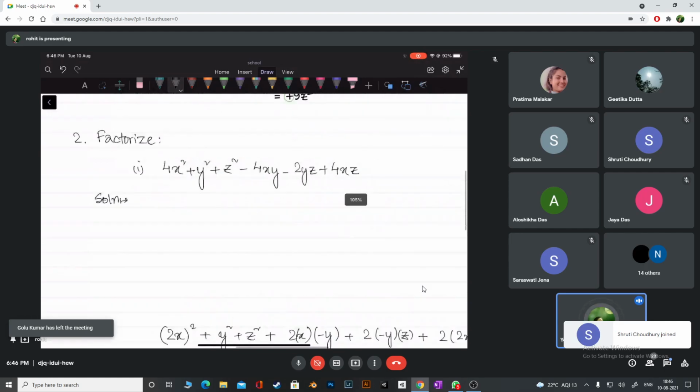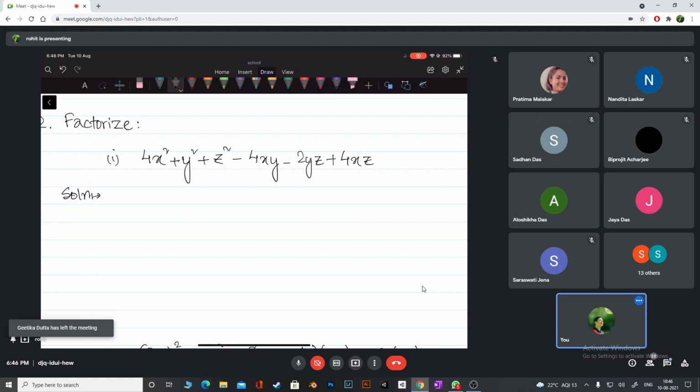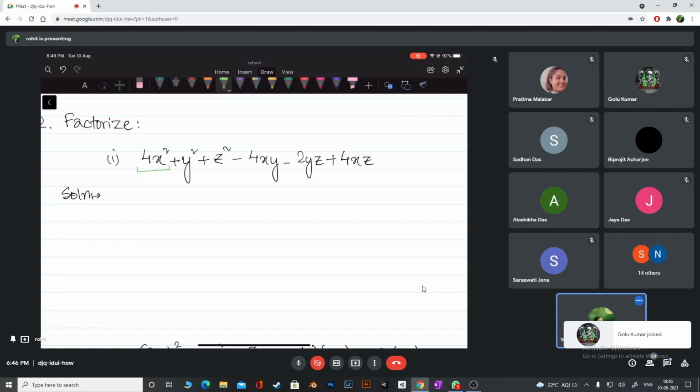Okay, guys, are you ready? I'm going to write one by one. Please check whether you understand or not. Look at the first term. The first term is what? 4x square. Do you all agree? Can I write like this? 2x whole thing square. Can I do that or not? Check.